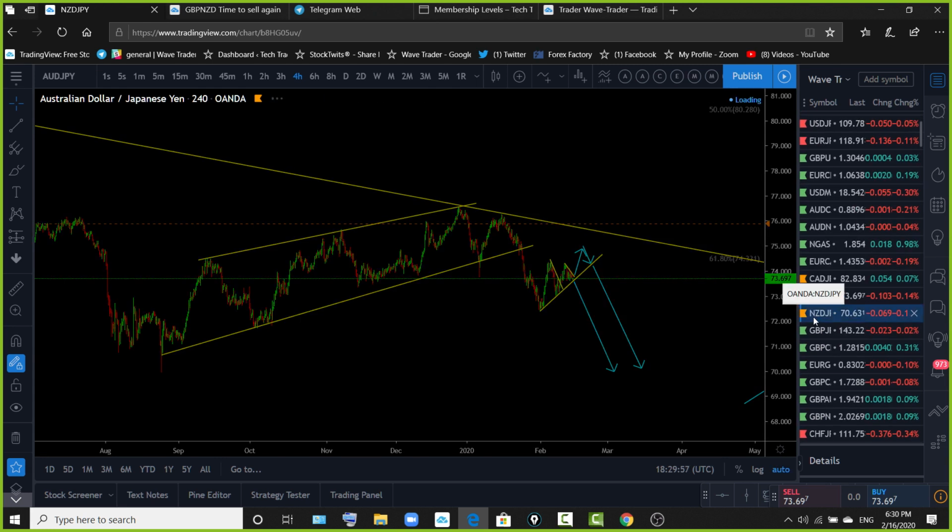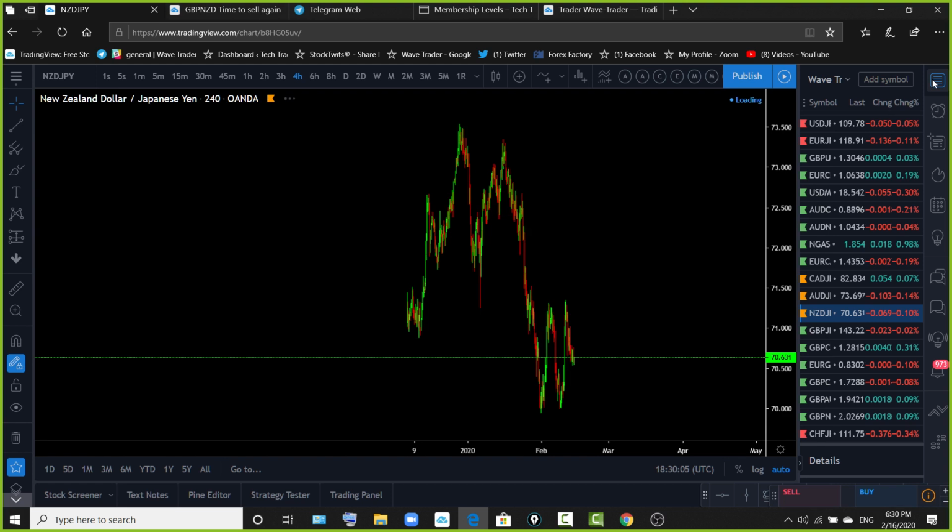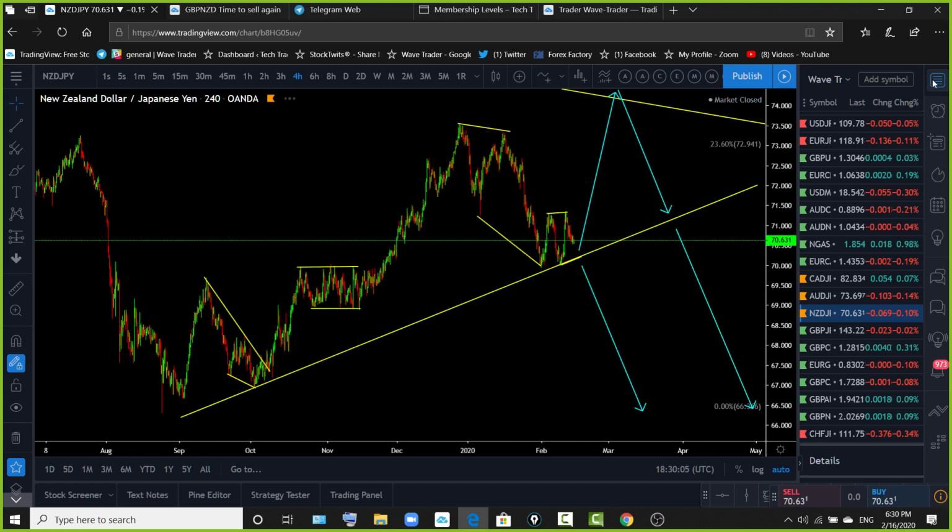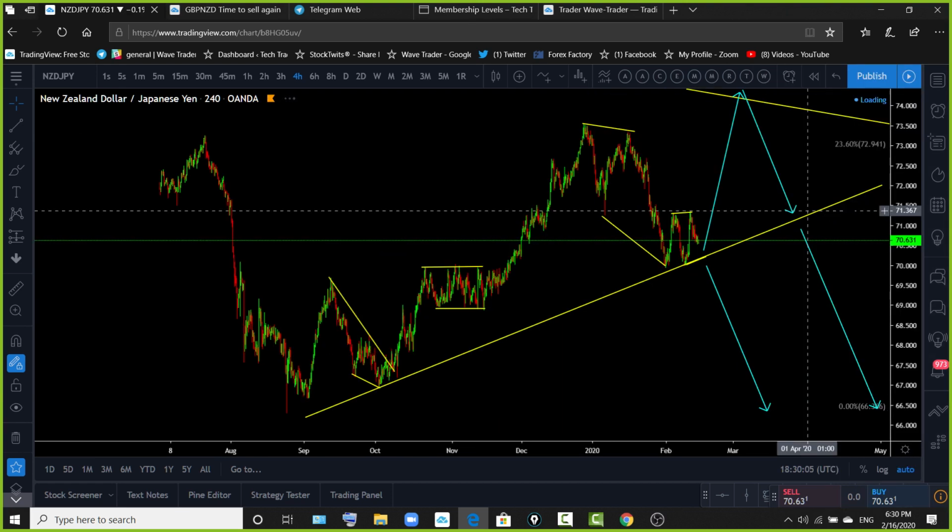So Kiwi yen also same. Also same flat formation. Go back up from the bottom, test the top, and then drop. So that's what we are having.